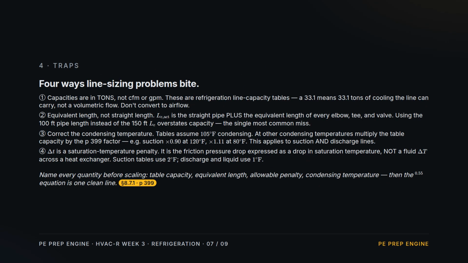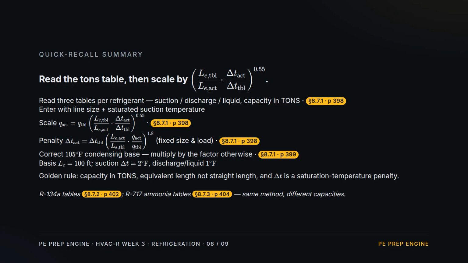Traps. 4 ways this bites. 1. The capacities are in tons of refrigeration, not airflow or gallons per minute. Don't convert. 2. Use equivalent length, the straight pipe plus every fitting and valve, not the bare pipe length. That's the most common miss. 3. The tables assume 105 condensing. At any other condensing temperature, multiply by the correction factor, and it applies to both suction and discharge lines. 4. Delta T is the pressure drop, written as a saturation temperature penalty, not a fluid temperature difference across a coil.